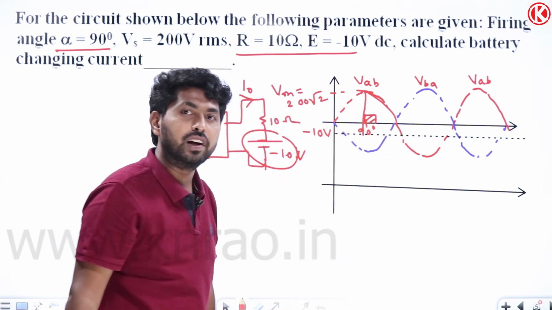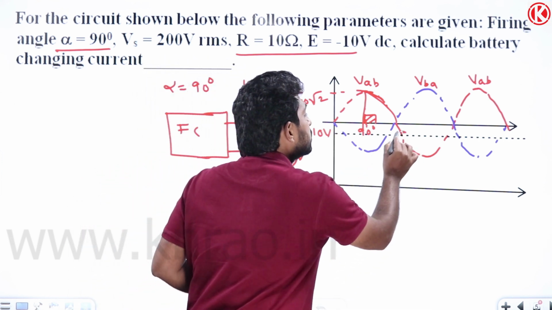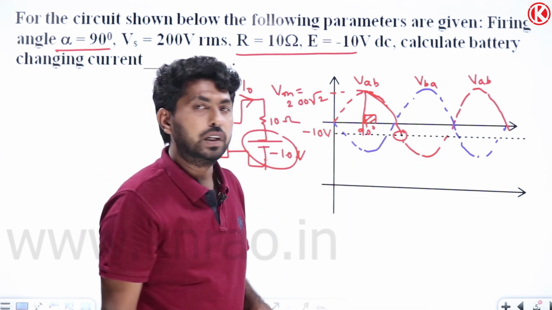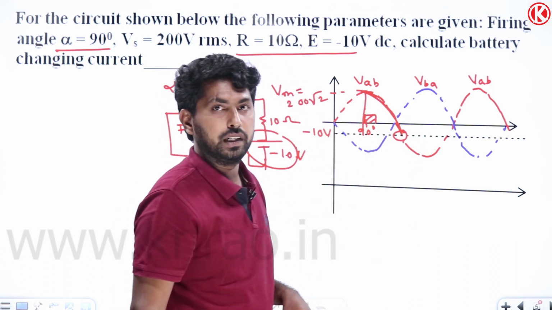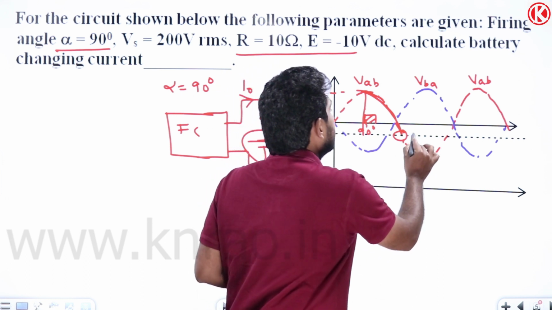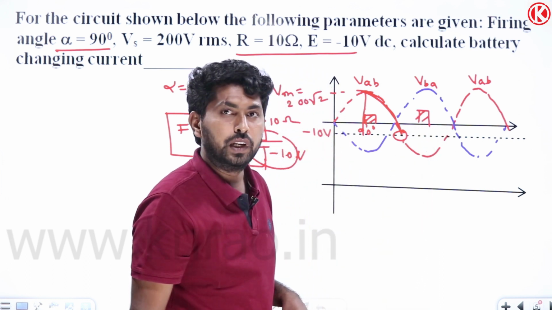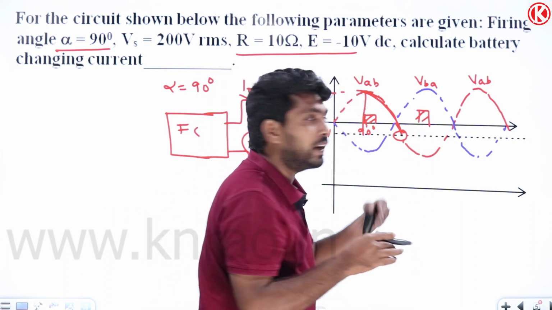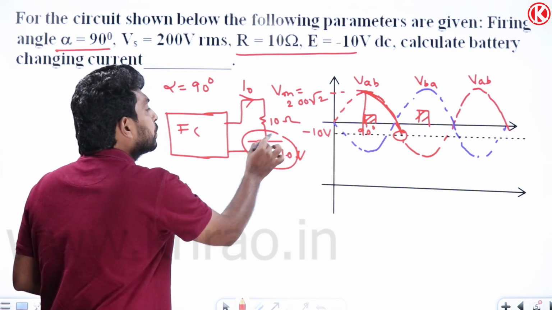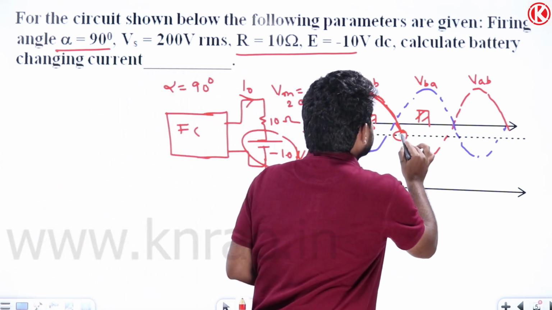Up to where will it conduct? Until Vm sin omega t equals E. So up to here it will conduct. Again, at this point T3, T4 will be triggered. What happens during that time? Up to that point the current is 0. When the current is 0, what about the output voltage? The output voltage is equal to minus 10 volts.